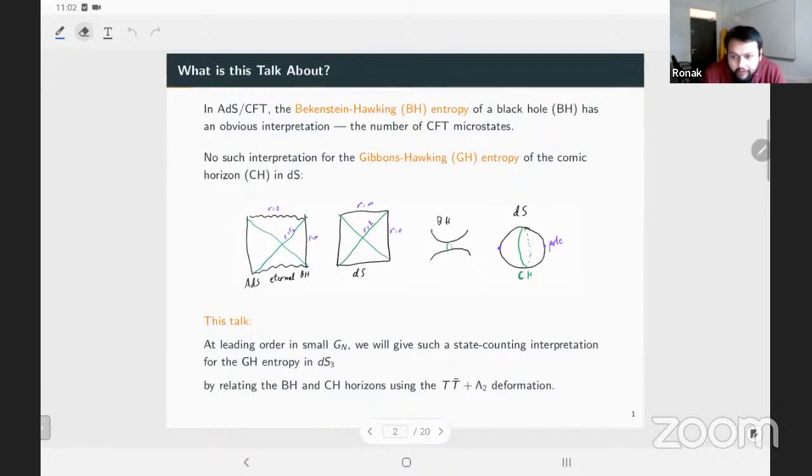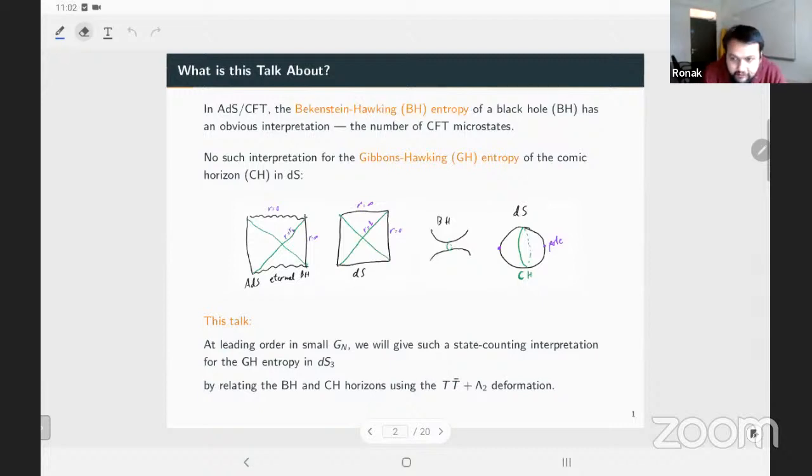So in AdS/CFT, the Bekenstein-Hawking entropy of a black hole has an obvious interpretation. It is the number of CFT microstates in the dual CFT. But the corresponding entropy of de Sitter, which is the Gibbons-Hawking entropy of the cosmic horizon, does not have such an interpretation, and this is the problem we will tackle.